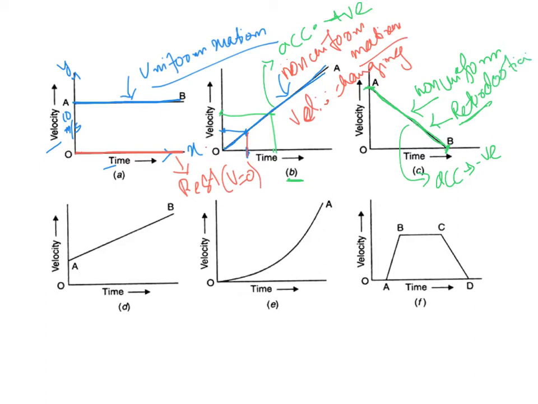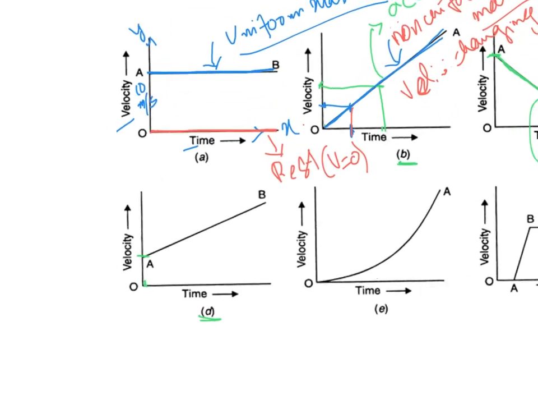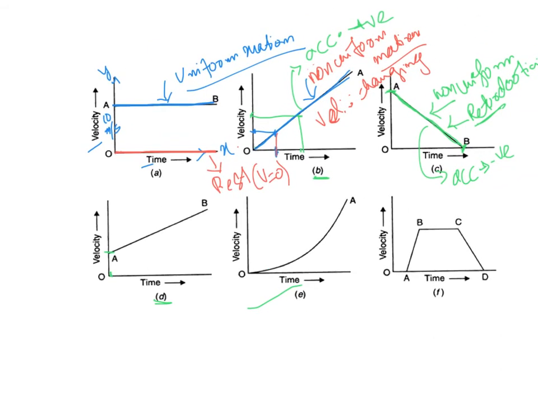Okay, right. Great. Now look at graph number D. Very similar to graph B, but instead of starting from 0, it has started from some other point on the y-axis. You know what's the only difference between B and D? Anyone? Can you tell me the difference between B and D? Riddhi, what's the difference between graph B and graph D?